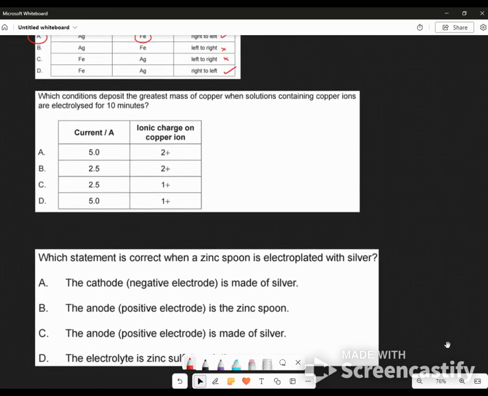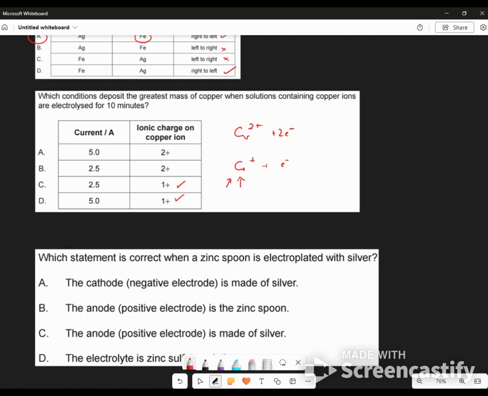Which conditions deposit the greatest mass of copper when solutions containing copper 2 ions are electrolyzed for 10 minutes? All right, now, where are we? To deposit a copper 2 ion, you need 2 electrons, and to deposit a copper 1 ion, you need 1 electron. So it's easier to get rid of these. So for the same number of electrons you get more copper 1 deposited, so it's one of these two, isn't it?